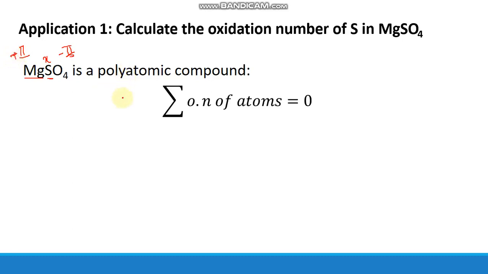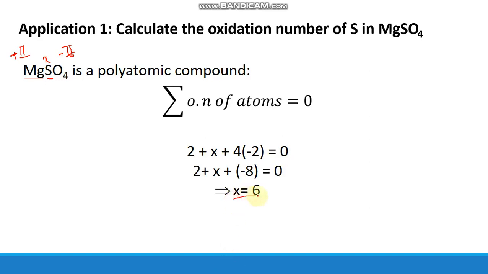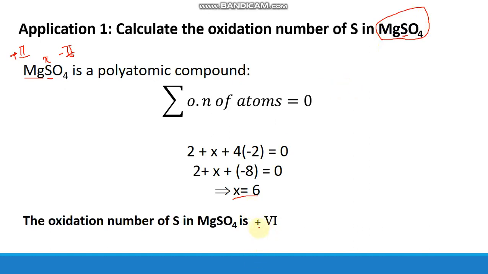So what do we have here? We have magnesium +2, so 2 plus X plus oxygen. How many atoms do we have? 4. So 4 times -2 equals 0. By solving this equation, you get that X equals 6. So the oxidation number of S in this compound MgSO4 is +6. You should write the plus sign, and 6 in Roman number, VI.